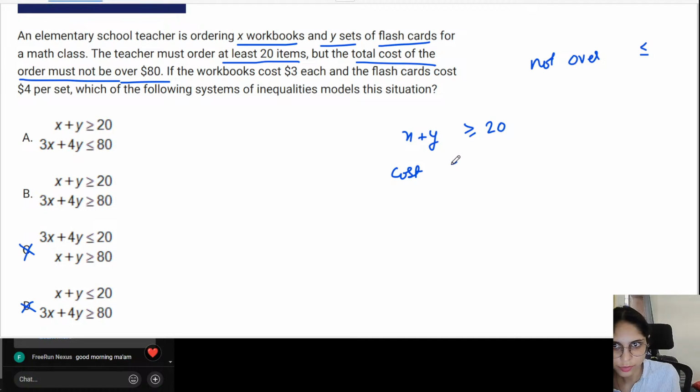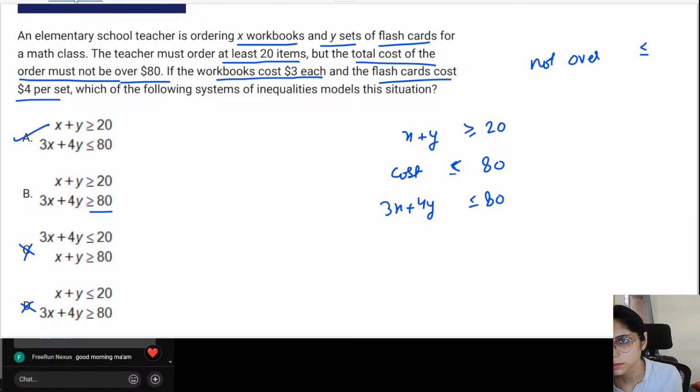So your cost has to be less than or equal to $80. So you're looking for less than or equal to. Here it is greater than or equal to. So by just looking at the signs, we were able to eliminate all the options. No need to write cost as well. But for the sake of completion, a workbook is costing 3, so 3x plus 4y is going to be less than or equal to 80. Got it? Next is question number 43.